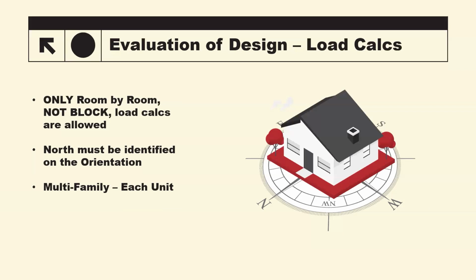And then, of course, north must be identified on the orientation. You need to know which way this house is facing. Same for multifamily, where the orientation must match the way that each unit is facing. It cannot be just a generic, it always faces north direction. In other words, different load calculations must be done for each different orientation. So that's into the game there.